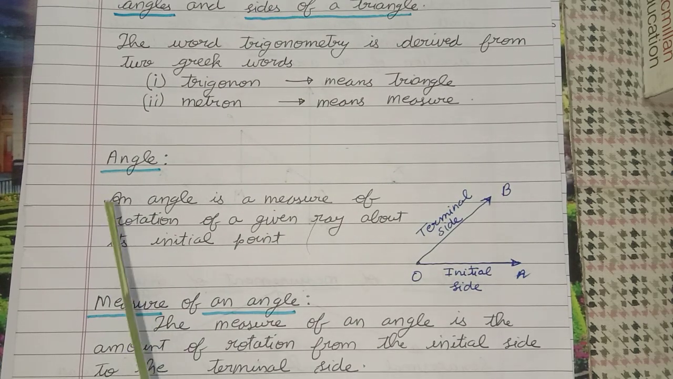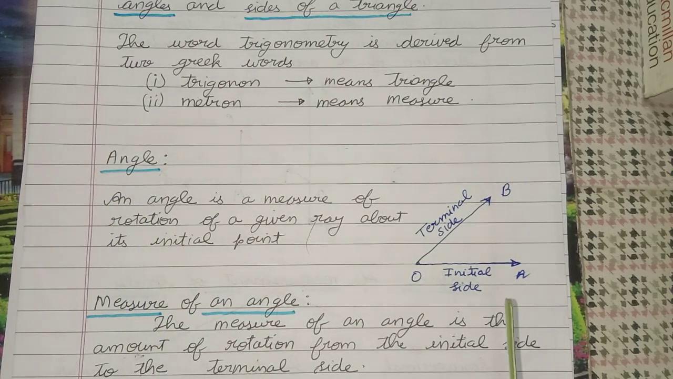Now what do you mean by angle? See, I have drawn a diagram over here. OA is a ray, correct? I have named it the initial side OA, and this side OB is another ray, called the terminal side. So what is an angle? An angle is a measure of rotation of a given ray about its initial point. Rotation of a given ray.